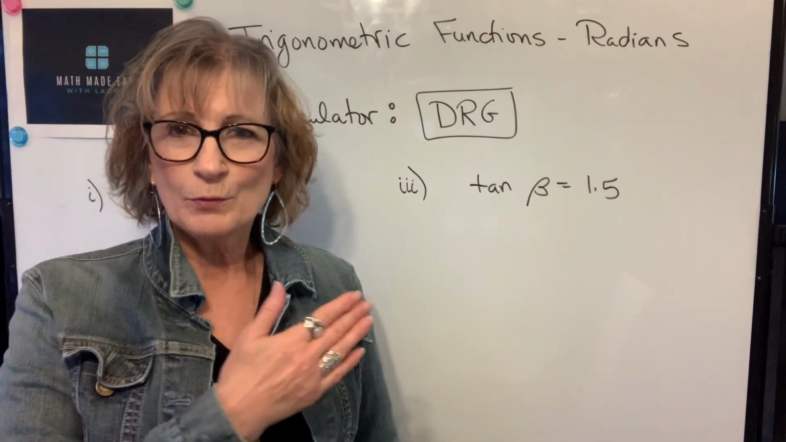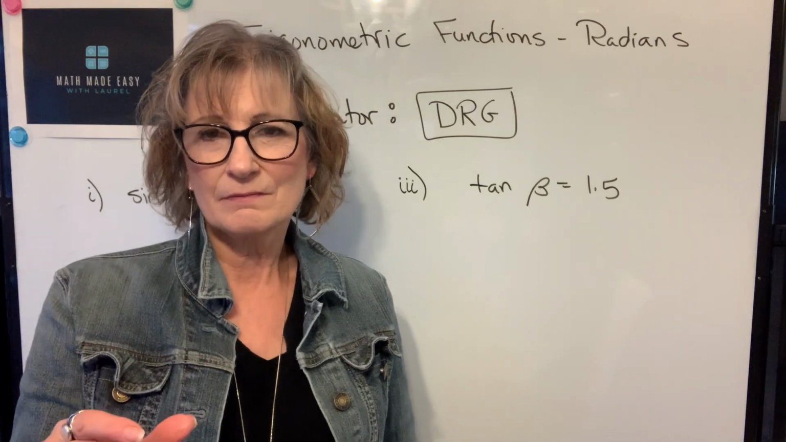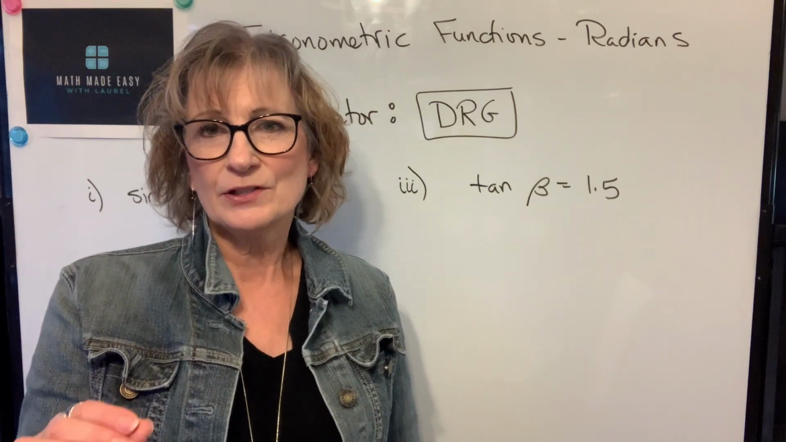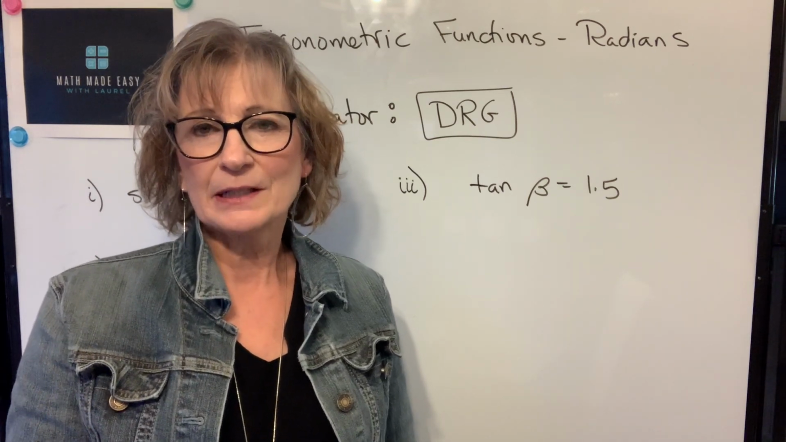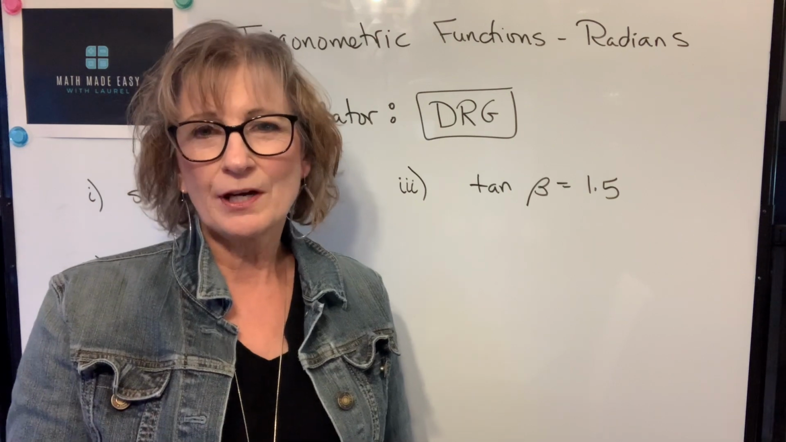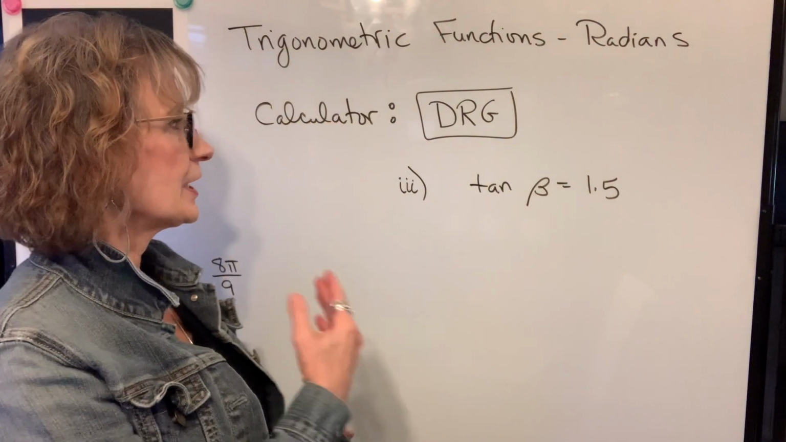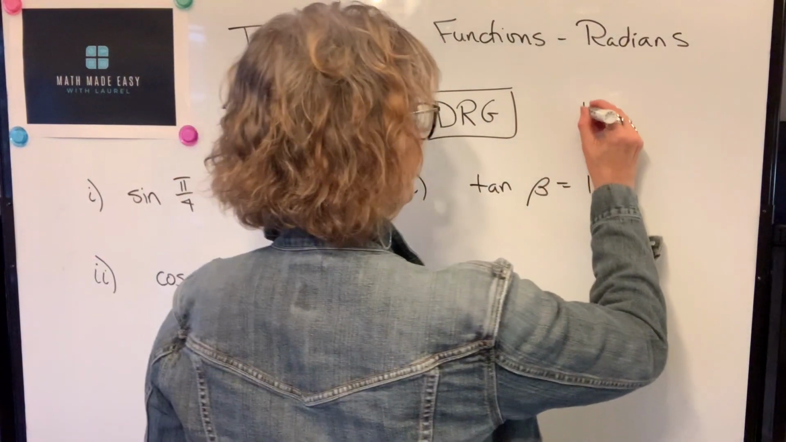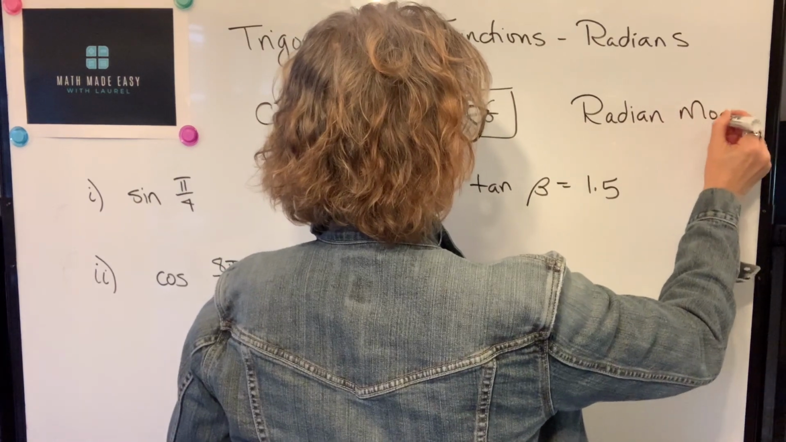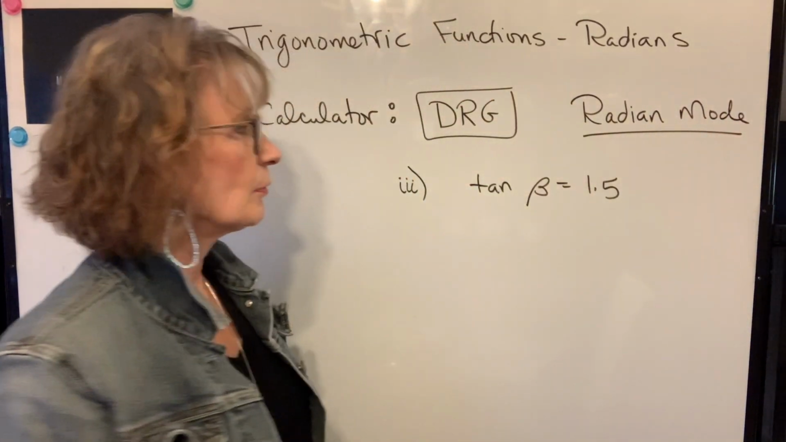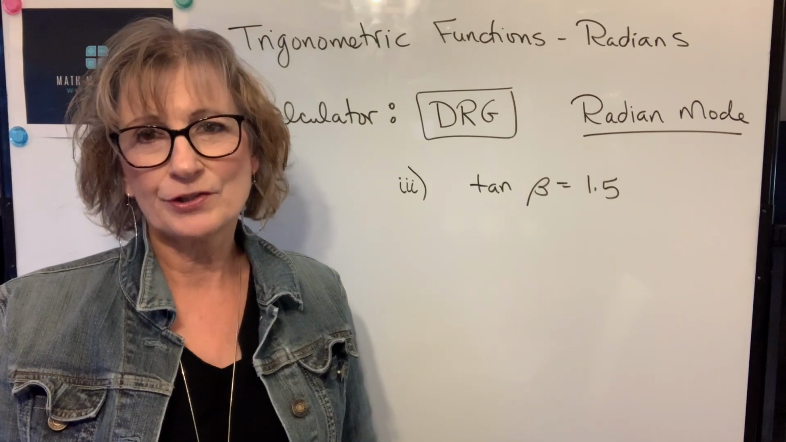So many of you will have this button. Some of you will have separate mode buttons for the angle, so you might find a degree button, a radian button, and a gradient button. Just research with your calculator how you change from one mode to the other. Make sure your calculator is in radian mode, and you'll probably know that because there will be an R or an RAD on your display.